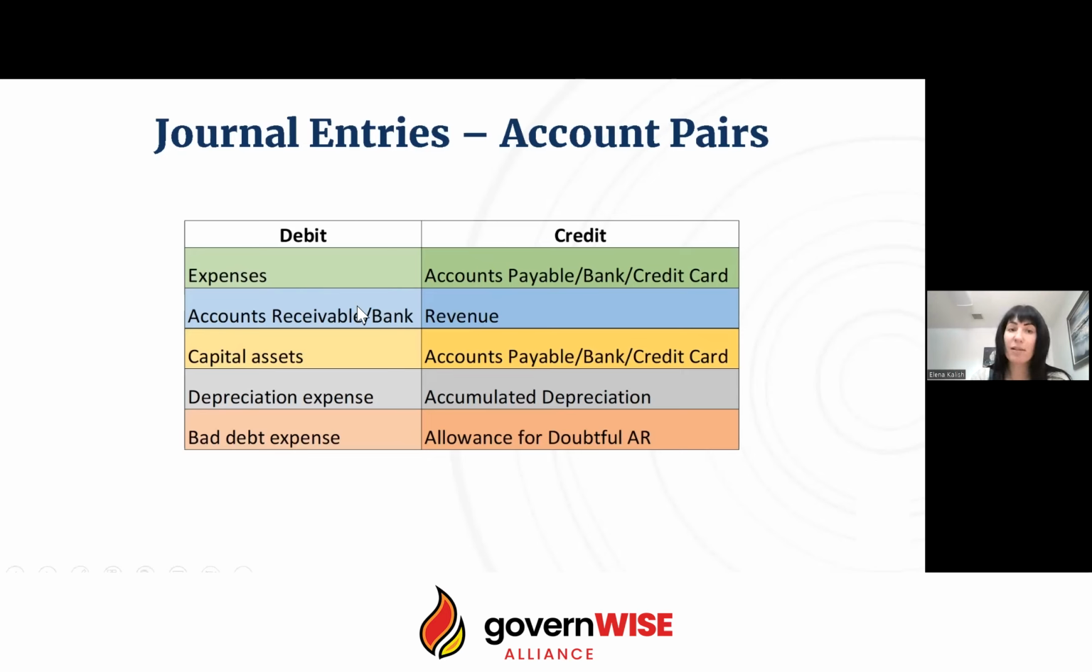So again, this is the natural position for all these accounts. The pair for expenses is accounts payable, bank, or credit card, depending how we paid or recorded it. Now, for revenue, on the other hand, we have accounts receivable or bank as a pair. So if funding already came through, then we would increase bank, right? We would think it through and say, okay, bank has increased because government made a deposit for the funding.